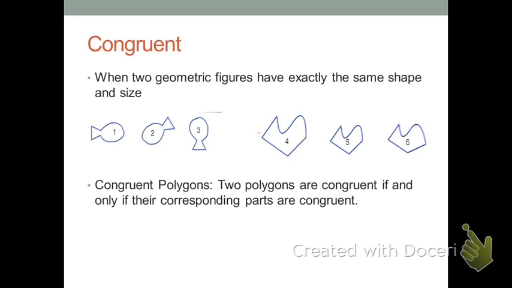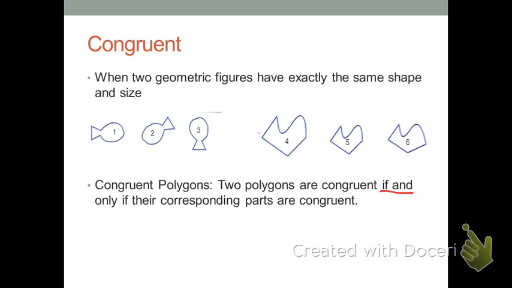Alright, let's talk about congruent polygons. Two polygons are congruent if and only if their corresponding parts are congruent. The corresponding parts it's referring to are their sides and their angles. So if the sides are the same length and their angles are the same measure, then the polygons are congruent.